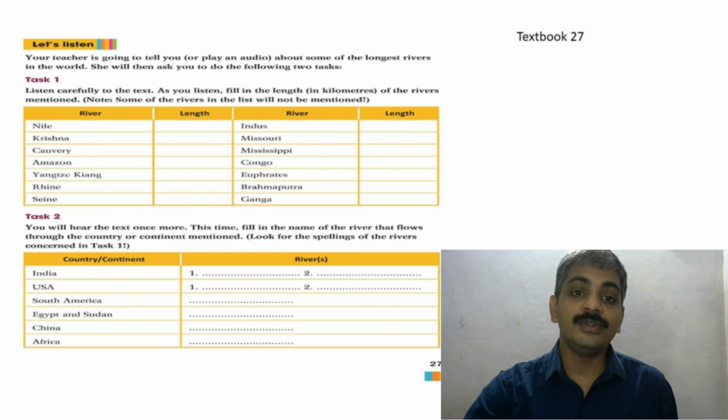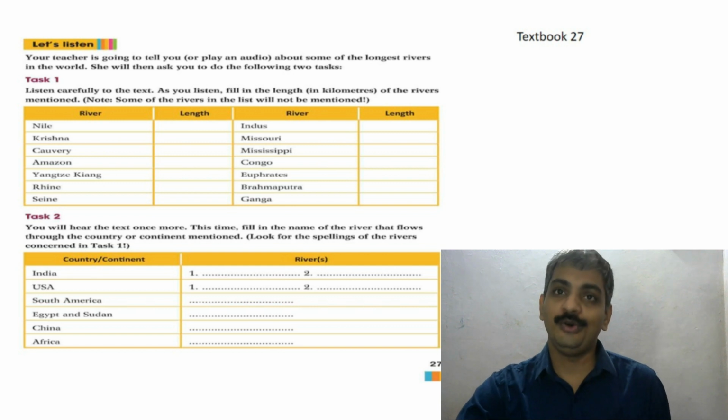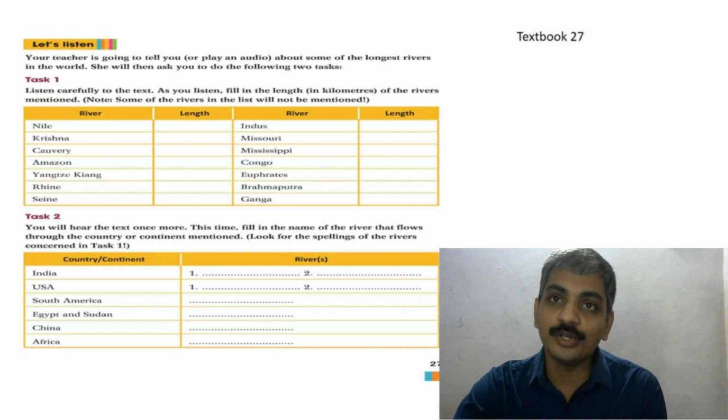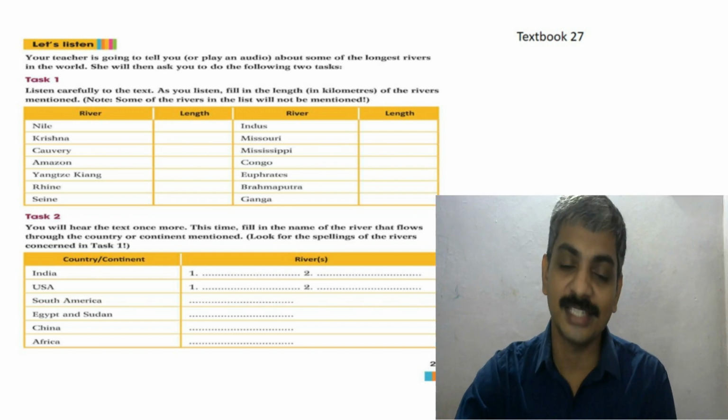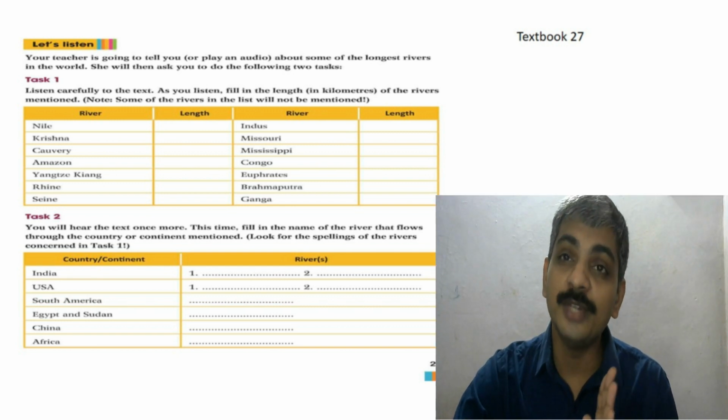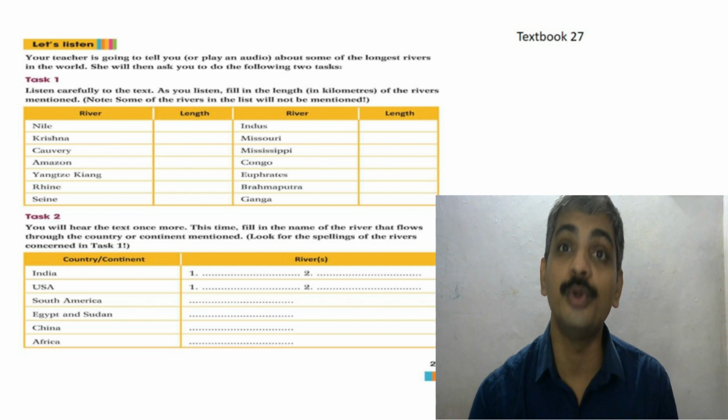Now we move to the final activity, that is actually page number 27 of your textbook, which is a listening activity. Your teacher is going to tell you or play an audio. Definitely I am going to play an audio. With this activity we are coming to an end of our today's class. You have to do these activities. You listen to the audio that I am going to play for you. Maybe 1 or 2 times you have to listen.